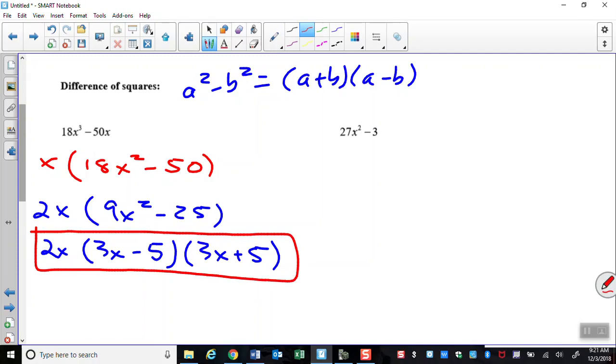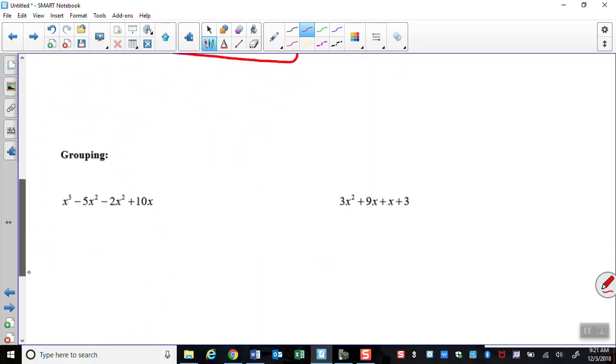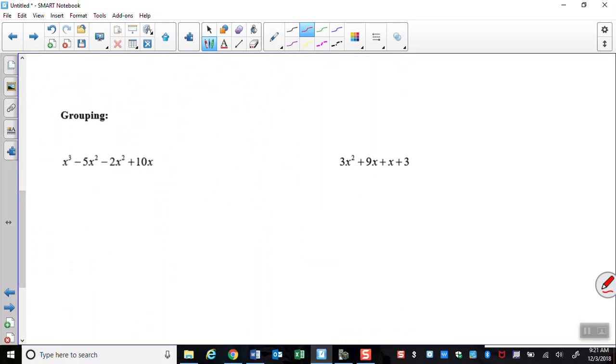Okay? Let's do the grouping one first, and you can try the other two. Make sure you're all caught up. So, grouping. So, again, it's a cubic, all right?